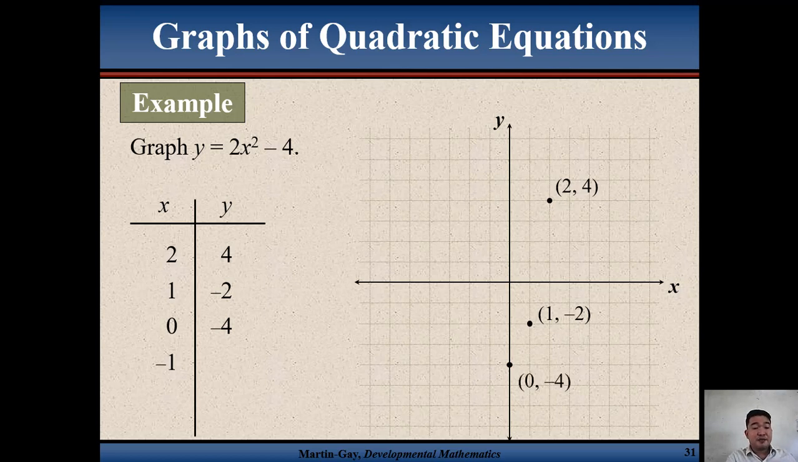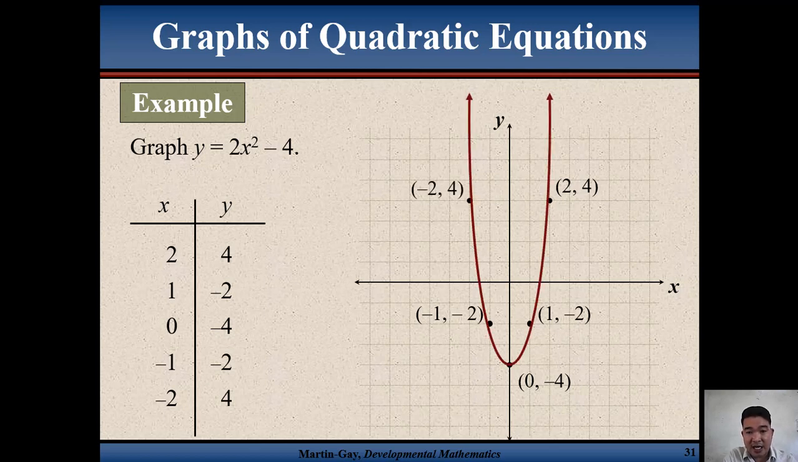So there you go. Then if x is negative 1, then y is negative 2. So we plot negative 1, negative 2 there. Okay? And then if x is negative 2, then y is 4. So we plot there negative 2, 4. And then we connect the points. So you will have the parabola, or the graph of the equation y equals 2x squared minus 4. As you can see here, our vertex is the lowest point, which is 0, negative 4. And our axis of symmetry is exactly the y-axis of the Cartesian plane.